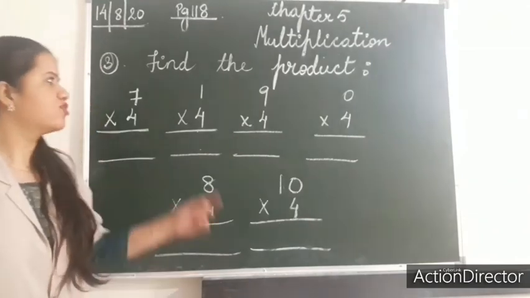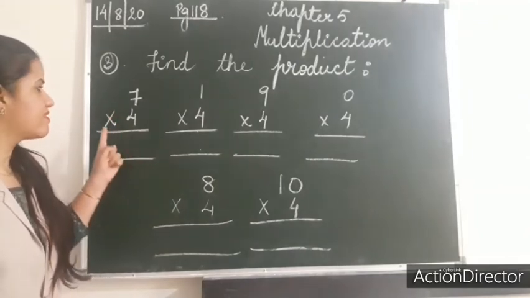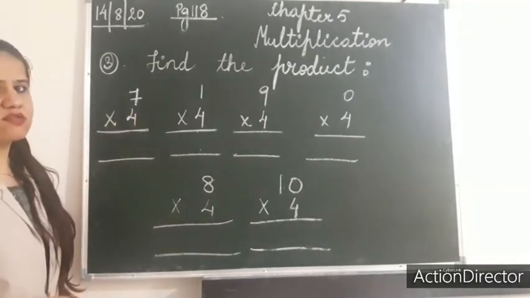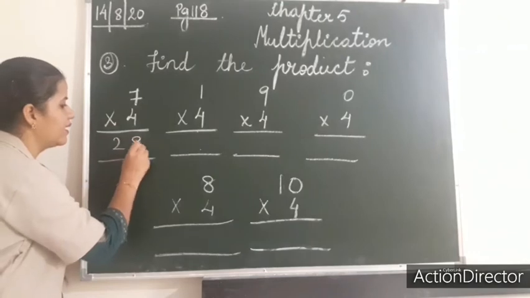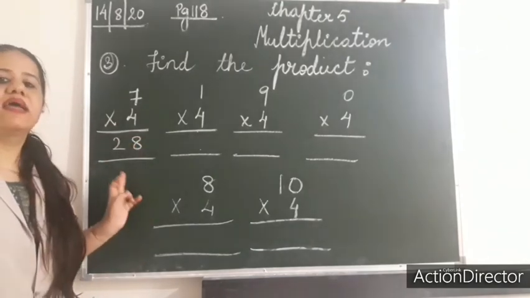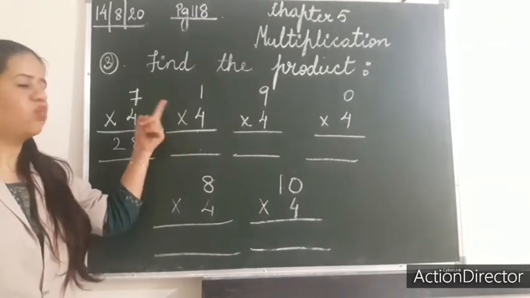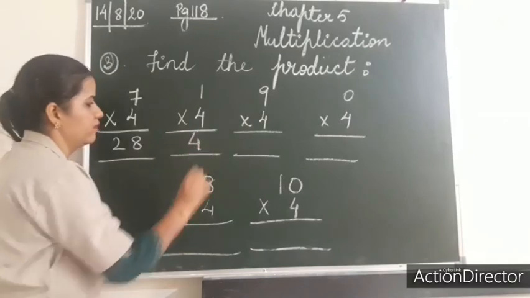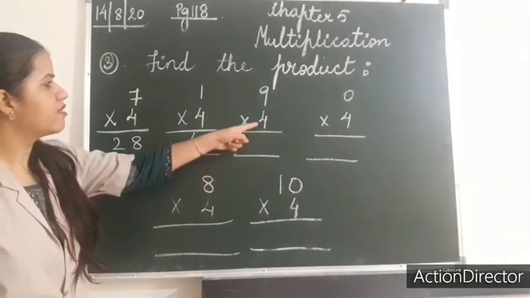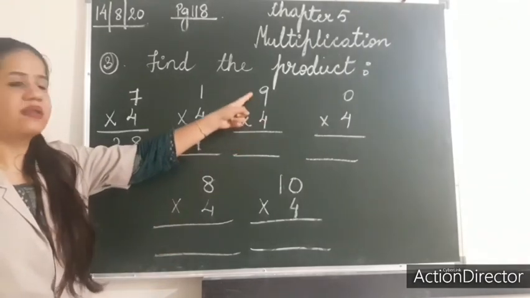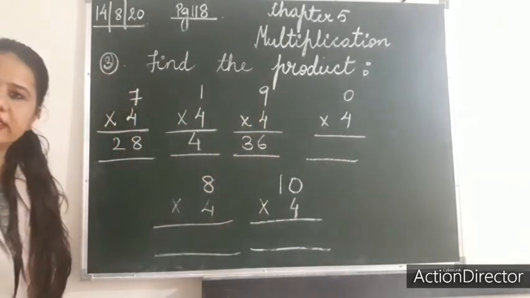Okay kids, now come to the last question. Okay, let's start. The question is find the product. Okay, 7 fours are. Now you don't know the table of 7. So how you will do? You will do 4 sevens are. Okay, 4 sevens are 28. Write the answer 28. Then comes the next one, that is 1 four. So 4 ones are 4. Done. After that it is 4 nines are 36.